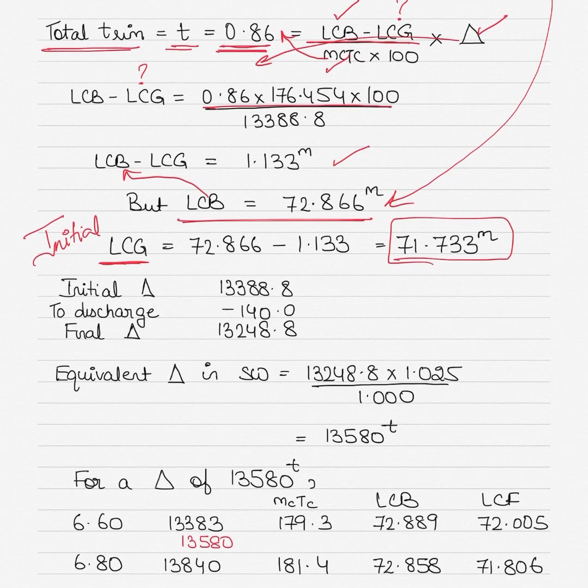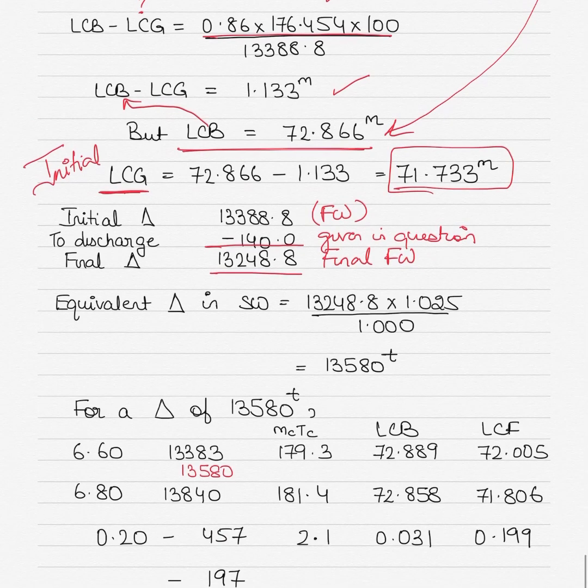Now your initial displacement, as you calculated above for freshwater, is 13388.8. If you discharge 140 tons, given in the question, your final freshwater displacement is 13248.8 because you will discharge 140 tons. But this is your freshwater displacement.